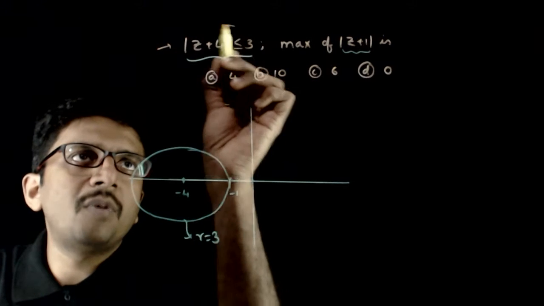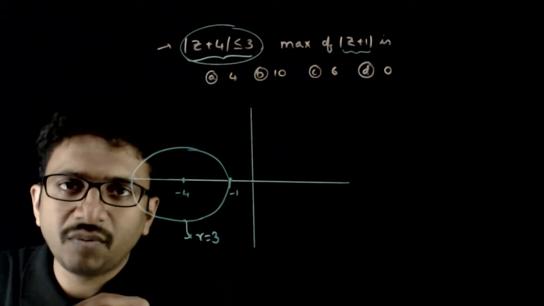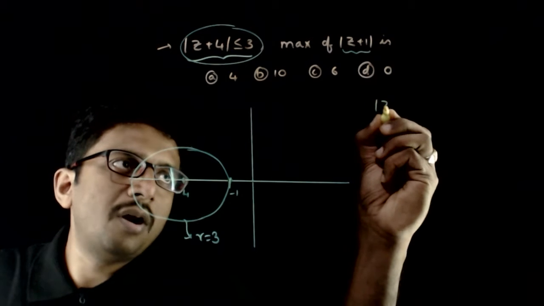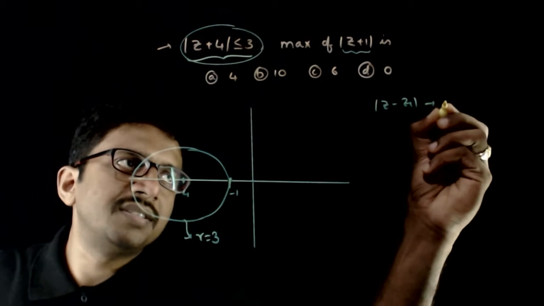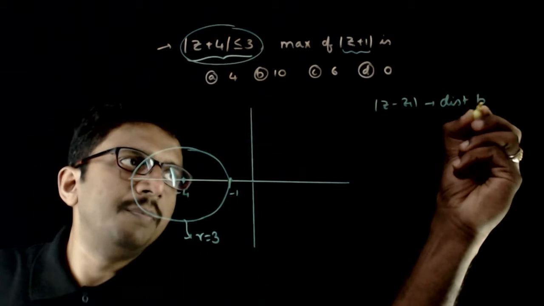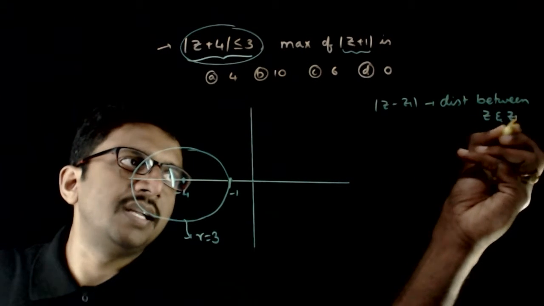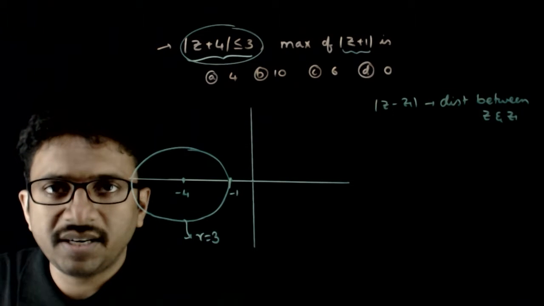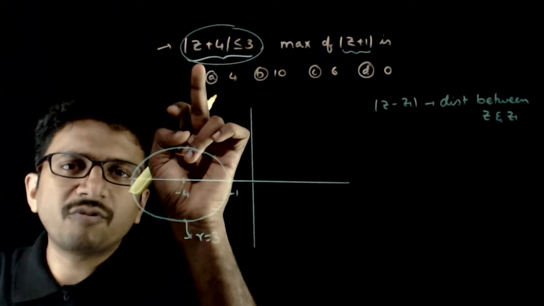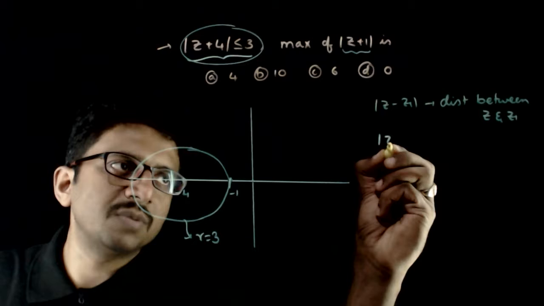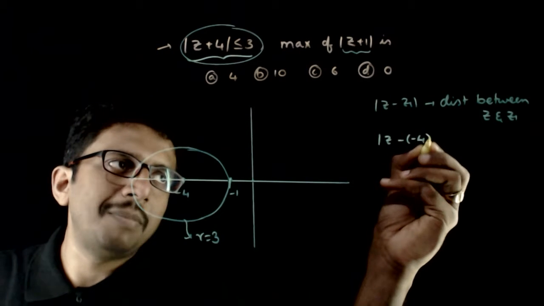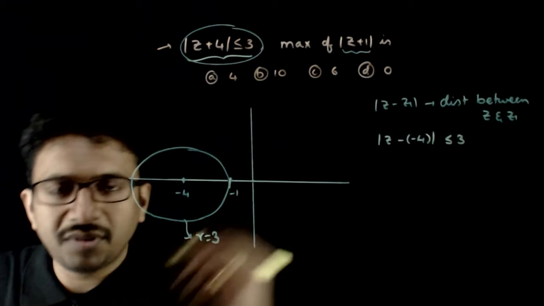So what is the meaning of mod of z plus 4 less than or equal to 3? So mod of z minus z1 represents the distance between z and z1. So now if you have mod of z plus 4, this can be written as mod of z minus of minus 4 is less than or equal to 3.